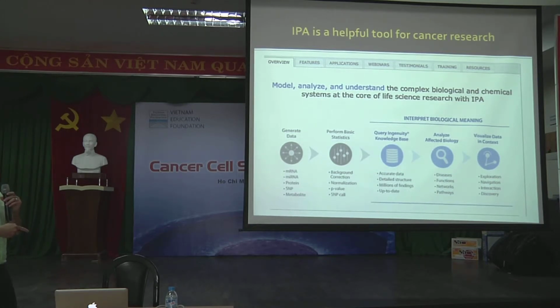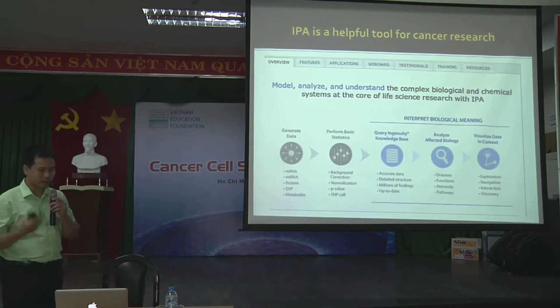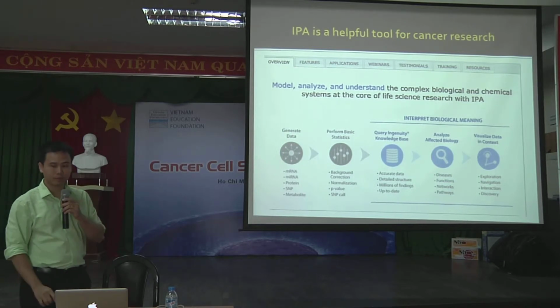And as I mentioned earlier, we need to collect the data by ourselves, okay? And we will follow some basic statistics like doing the batch correction, normalization, calculating the p-value, or doing the SNP score, etc. And once we have this raw data ready to upload to IPA, then we just register our IPA account and then upload those data. And IPA will help us to analyze the biology and to visualize the data in context, meaning that we can export those data as a figure for your paper.